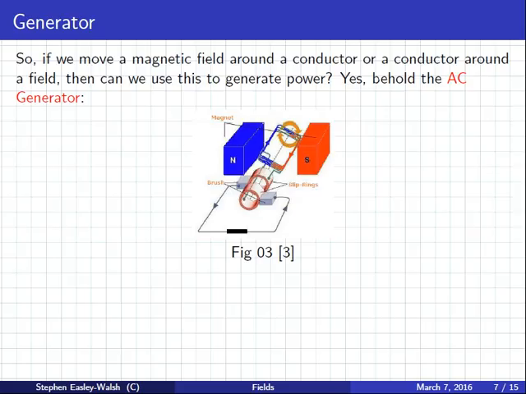Again, in the exam, they could and have asked you to draw a generator. So this is your AC generator. The names, please notice, these are called slip rings, magnets obviously, and your carbon brushes again.